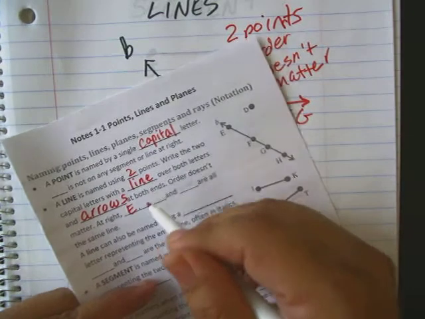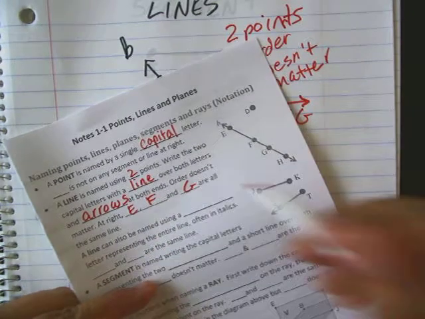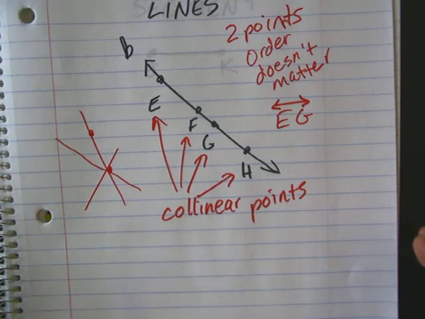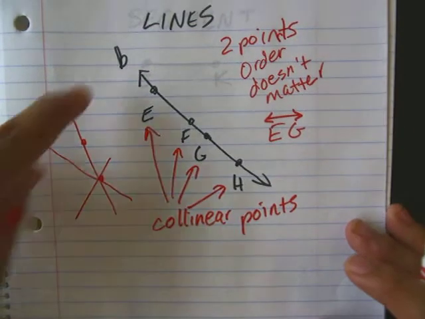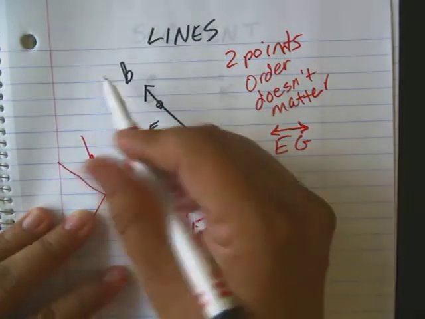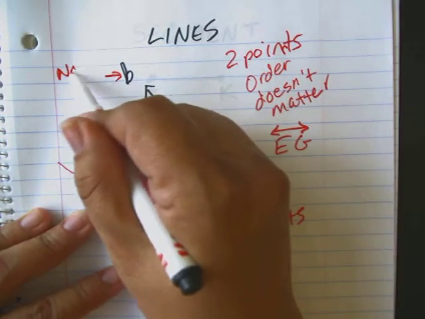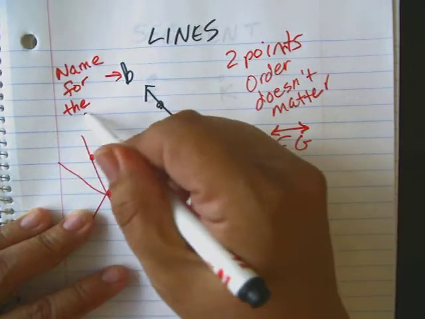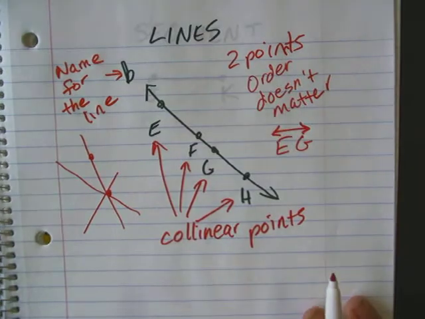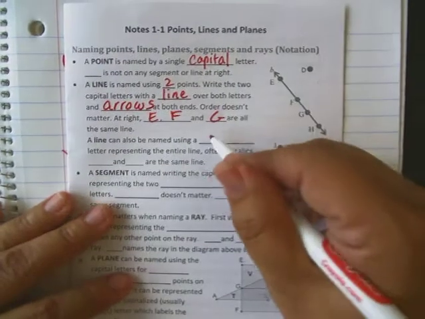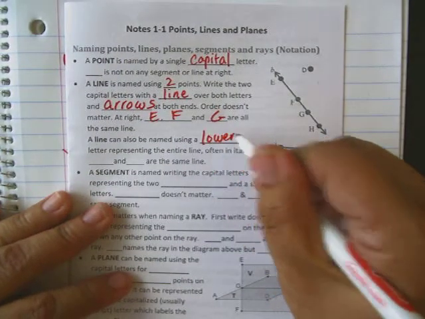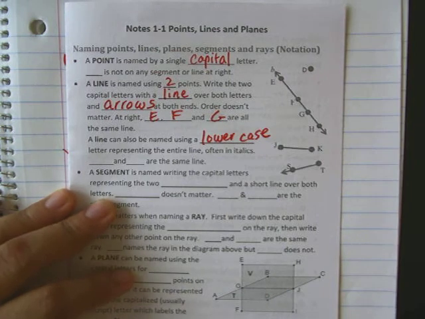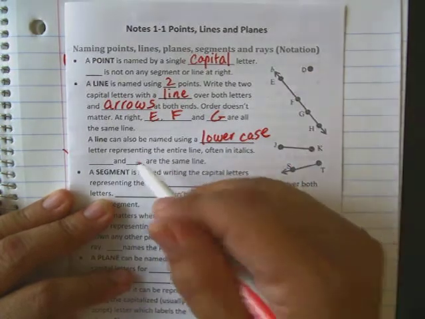Now, another thing that's on here, that you may say, wait a second, there's something on there with no point on it, and that's this little letter here. That's another name for the line. So I can use a lowercase letter, it's usually italic, and it represents the entire line. So in this case, B is the same line as, say, FG. Those are exactly the same lines.